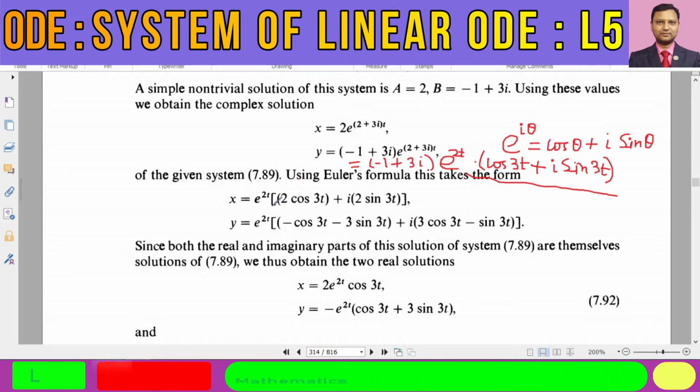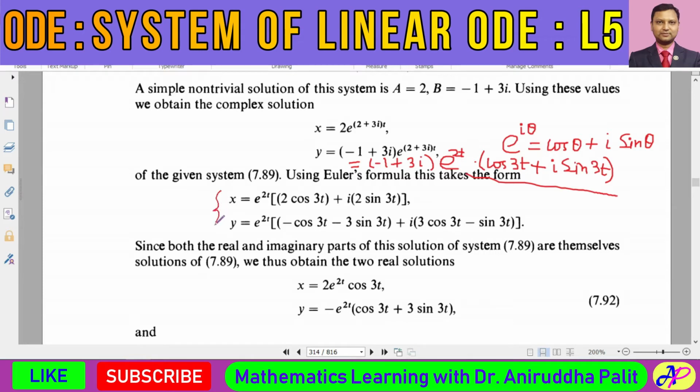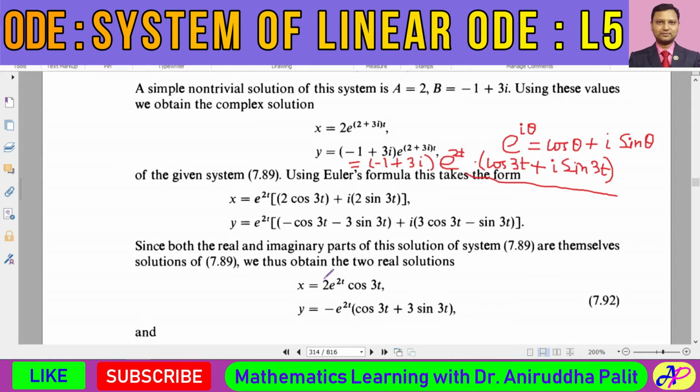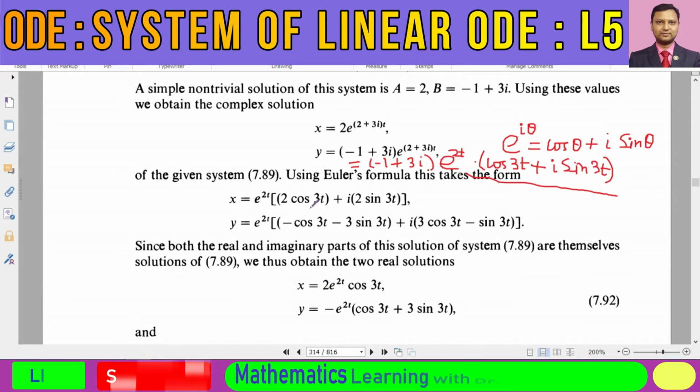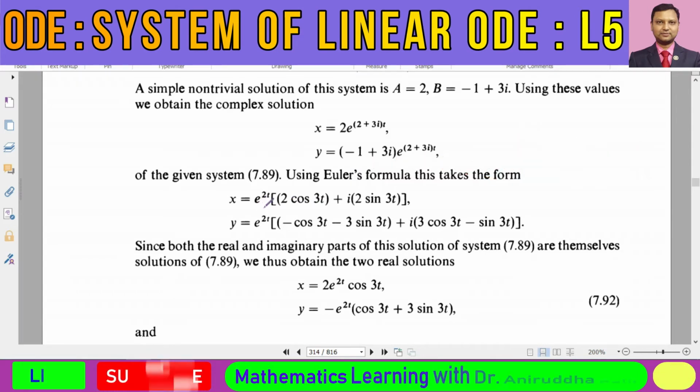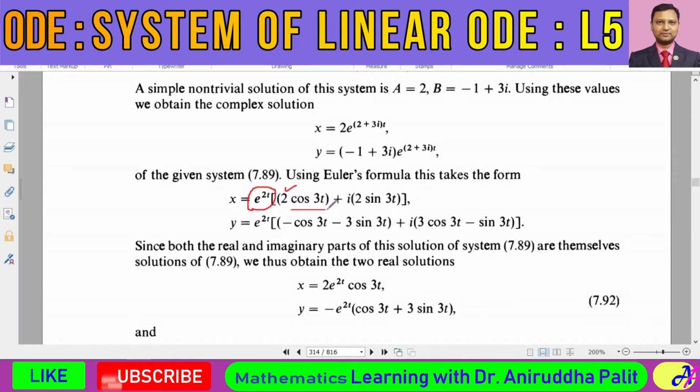So these are actually the expansion of x and y into real and imaginary parts. So we can identify the real part firstly. What would be the real part of x? The real part of x is equal to e to the power of twice t multiplied by 2 into cos of 3t. That is the real part. So this is the real part of x. That gives us the real solution of x.